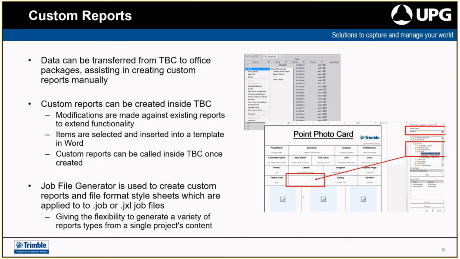There's also a job file generator, which can be used to allow you to generate a whole heap of reports against a particular project that you have. So if you have a need to generate 5 or 6 reports, instead of going to each individual report, you can actually generate a variety of reports at once from the content, which may be easier down the track. So there is that option as well.